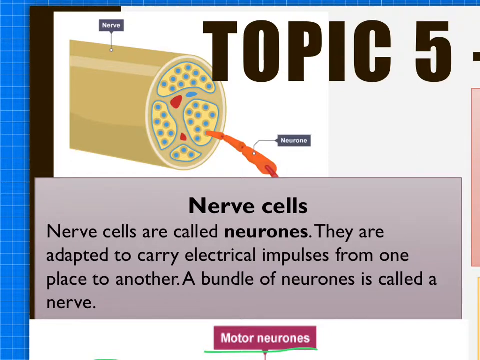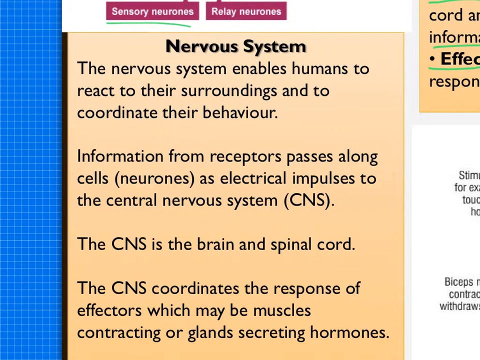Nerve cells are called neurons, as you can see in the picture. A nerve is a bundle of neurons, and they are adapted to carry electrical impulses. It's really important you use that word, electrical impulses. That's the one that will get you the marks. And as it says there, a bundle of neurons is called a nerve. The nervous system enables you to react to your surroundings and coordinate your behaviour.